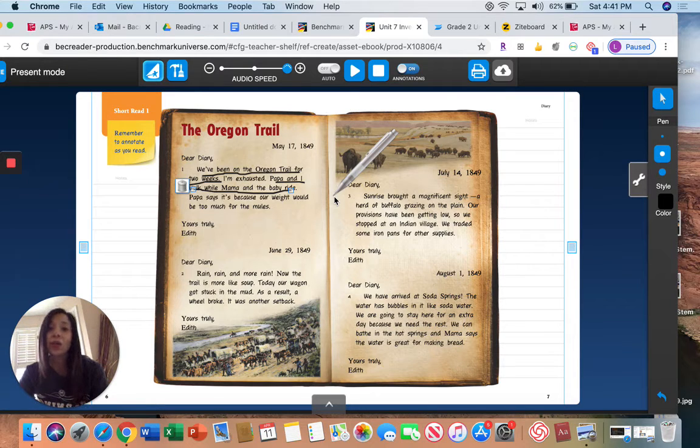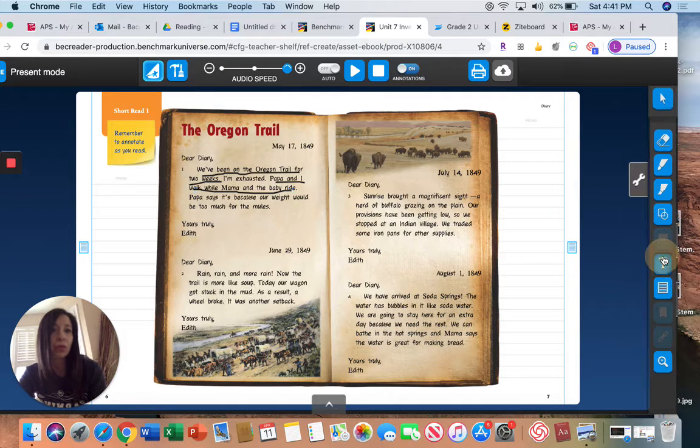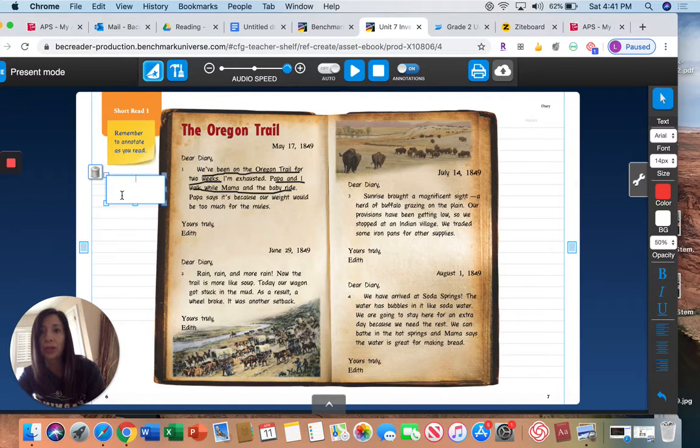And I also notice that it says Edith and Papa, because she says I, so I know she's the narrator. This is her journal entry. Papa and I have to walk while Mama and the baby ride. So I'm going to click on my notes and I'm going to type here that the journey is difficult, because that's what those two details tell me. I'm going to make a little note for myself.